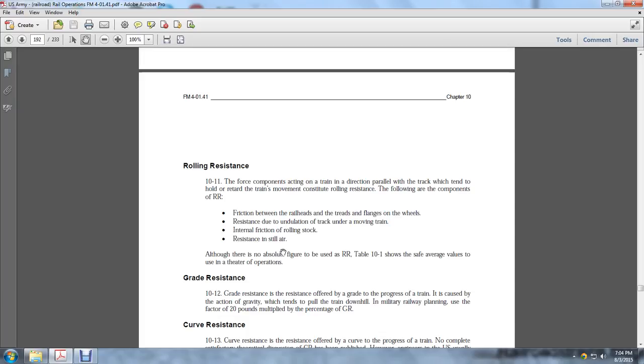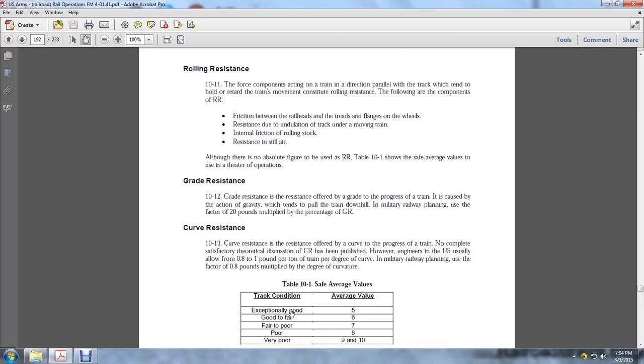Grade resistance. Grade resistance is offered by the grade in the progress of the train, and is caused by the action of gravity, which tends to pull the train downward. In military railway planning, use the factor of 20,000 multiplied by the percentage of the grade resistance.